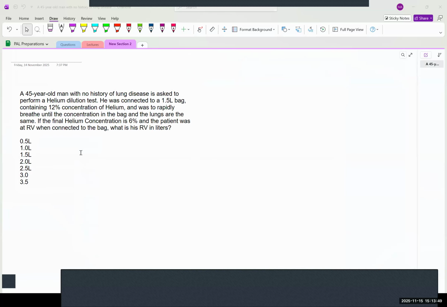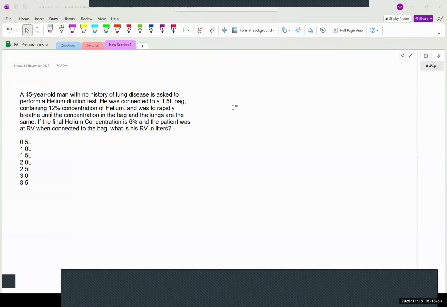So normally, what this question is asking you is to perform a helium dilution test, and the formula is really simple. Instead of complicating it, I will just go through the simple formula, which is what we even did in high school. Concentration 1 times volume 1 is equal to concentration 2 times volume 2. So here they've given us volume 1, which is 1.5 liters. They've given us concentration 1, which is 12%. But for 12% in these calculations, you put it into decimals. So 12% would be equal to 0.12. So concentration 1 is 0.12.